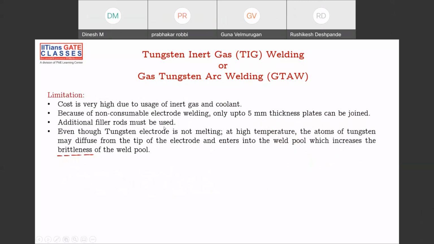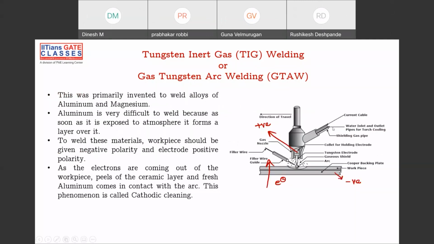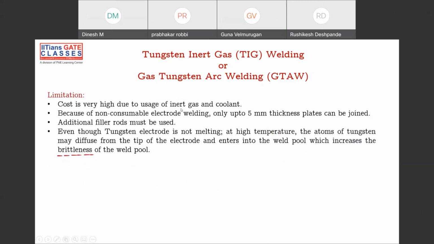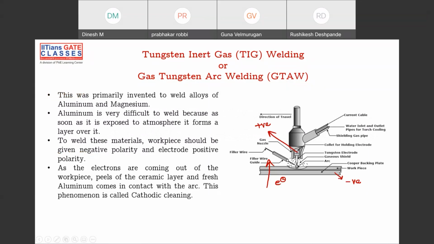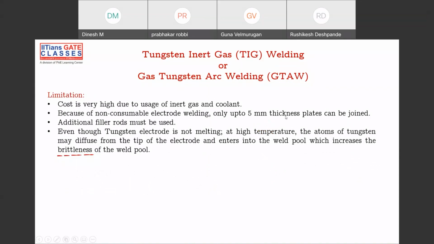Now, here the setup is very costly. Why? Because you have two pipes here, a shielding arrangement. It's not very simple, neither is it complicated, but a little extra arrangement is required. Because of that, the cost is very high for this kind of welding. And because it is non-consumable welding, only 5 mm thickness plates can be joined, because you are not providing any extra filler material with the help of the electrode. So the thickness of weld you can do is limited to 5 mm.